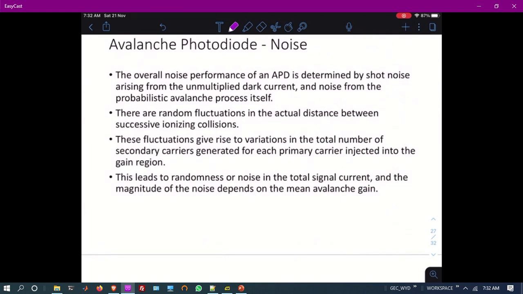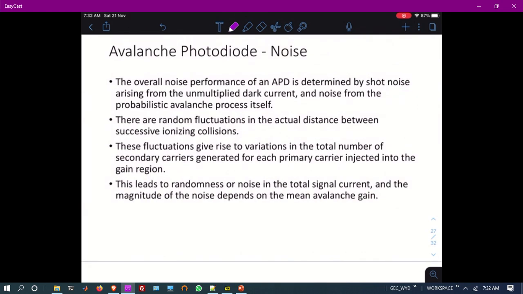Now if you look at the noise, the noise in an avalanche photodiode is also because of the dark current, and dark current means that without any light shone there is some amount of current in the circuit, which is the dark current. So the main component of noise in an avalanche photodiode is the dark current.